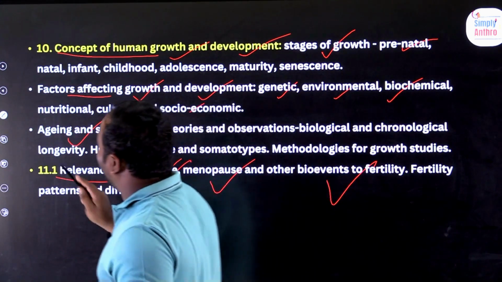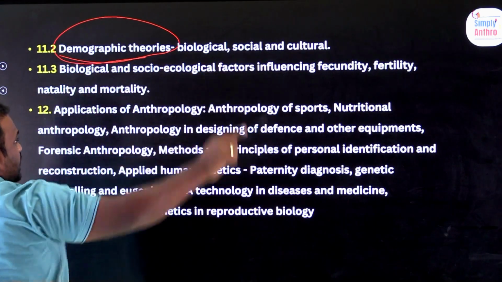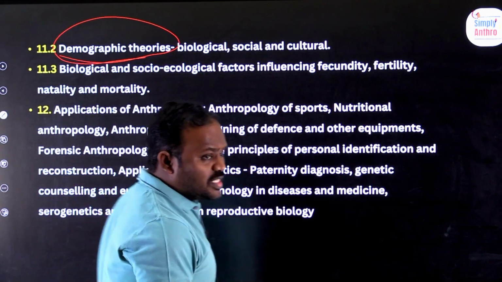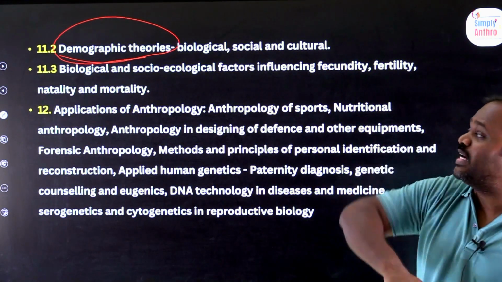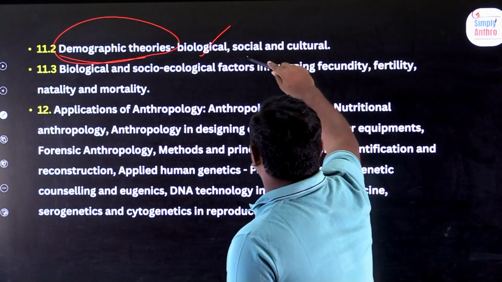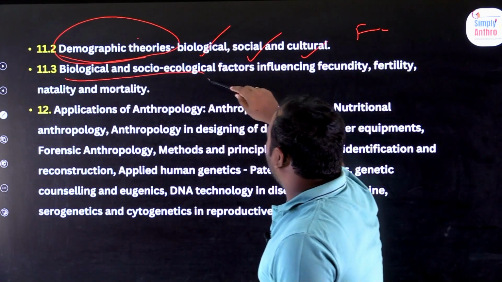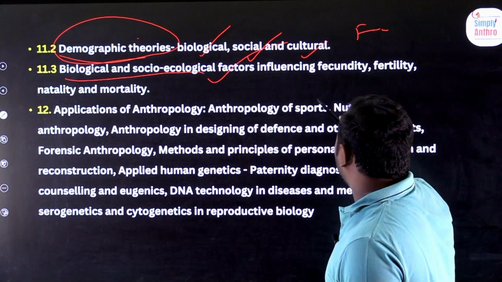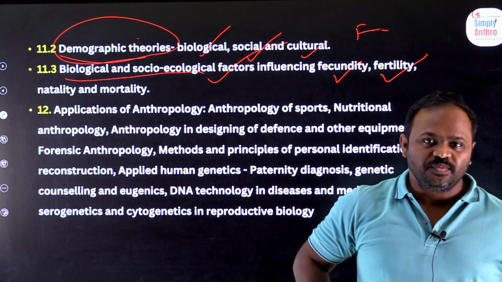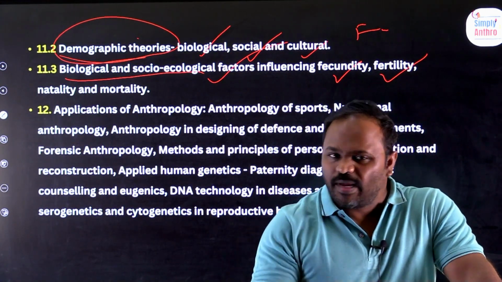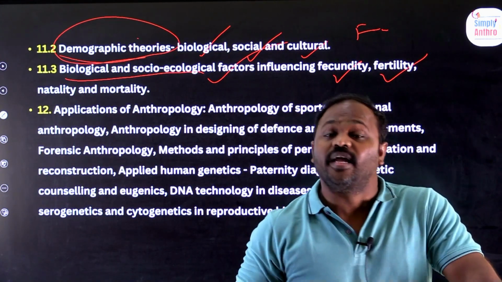All this means the 11th unit is talking about women's fertility based on the demographic theories. What do I mean by demographic theories? The population theories. The population is increasing or decreasing based on the fertility rate. Biological, social, cultural factors are affecting demographic theories. Biological and ecological factors influence fecundity, fertility, natality and mortality. Infant mortality rate, the baby is dying. Maternal mortality rate, the mother is dying. Why is the mother dying? Why is the baby dying?